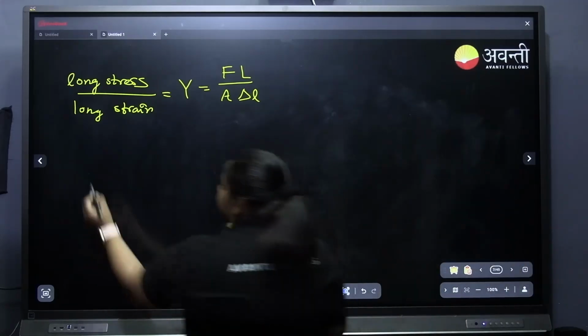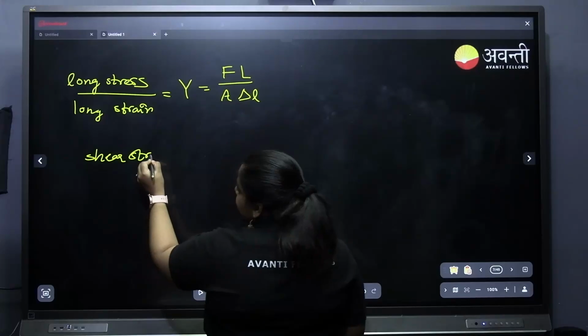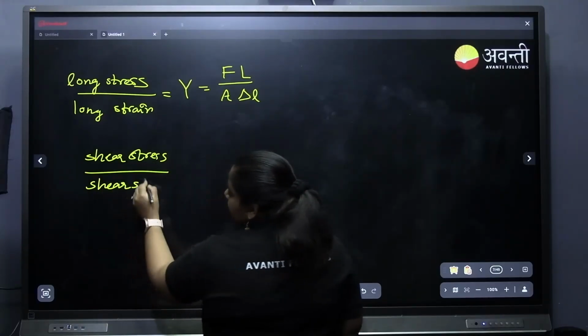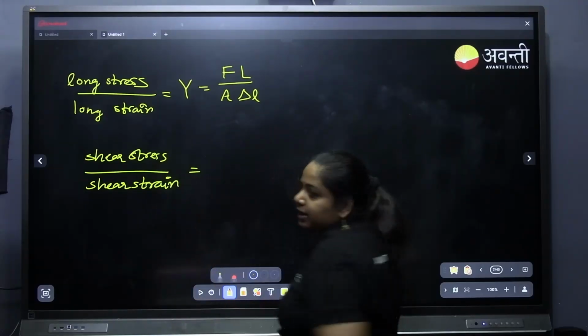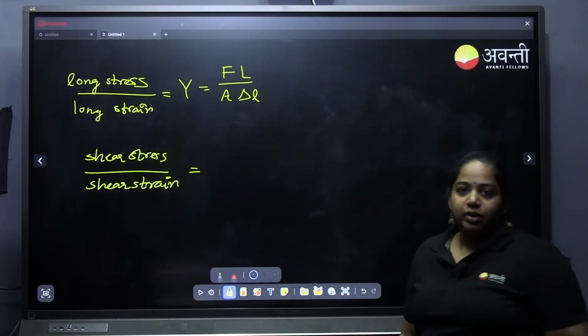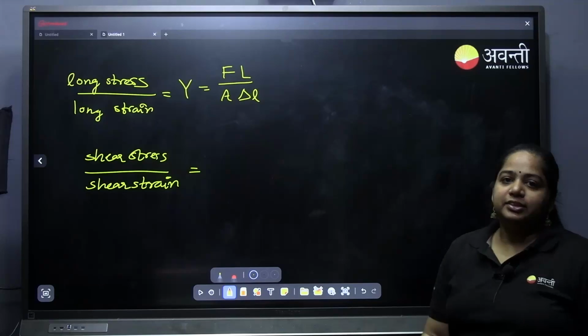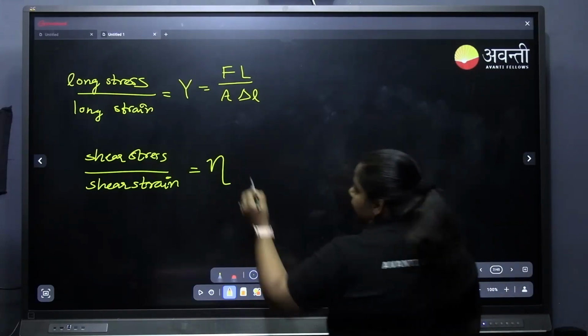Now if you take shear stress and shear strain, you will get modulus of rigidity, or rigidity modulus. This is Young's modulus. Next is rigidity modulus, and that we represent using eta.